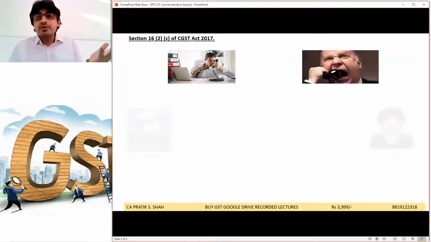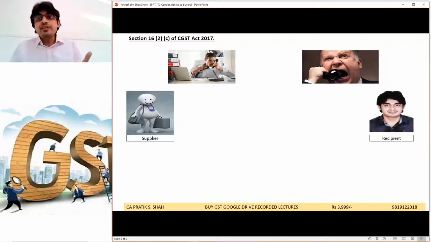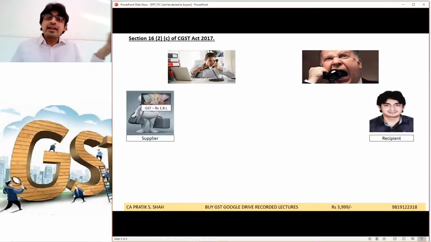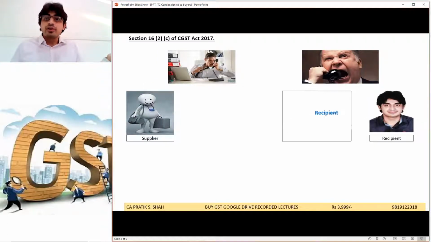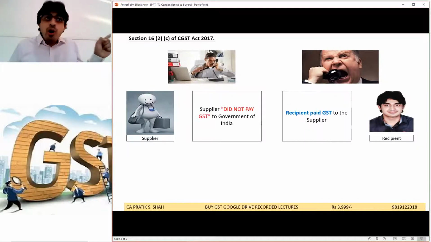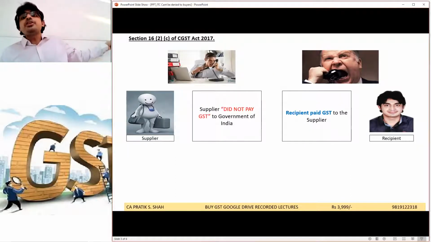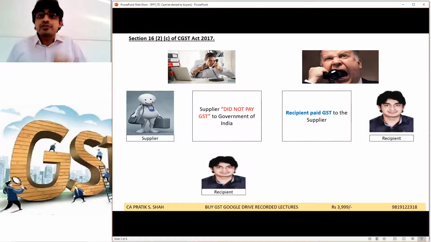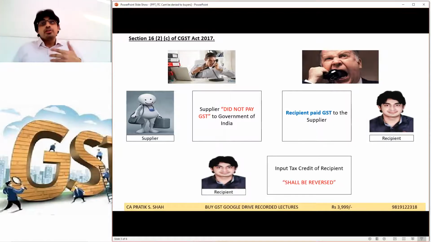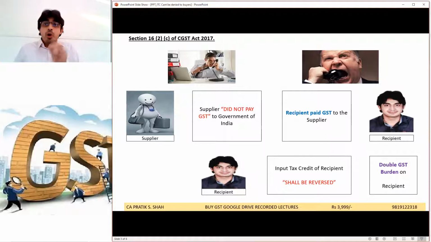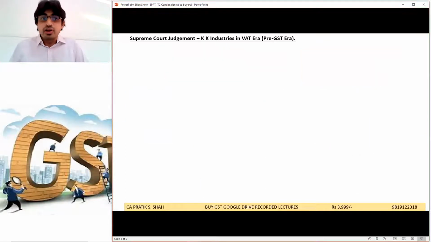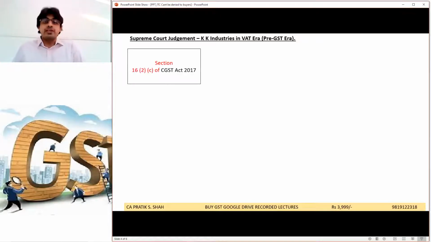Okay, now all the taxpayers are very angry. Obviously, that recipient, he has correctly paid GST to the supplier, right? But it was fault of the supplier. He did not pay GST to the government. Still, as per section 16.2c, the recipient's ITC shall be reversed. This is incorrect. There is double burden on the recipient of GST. Correct?